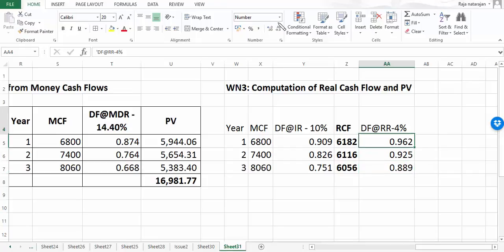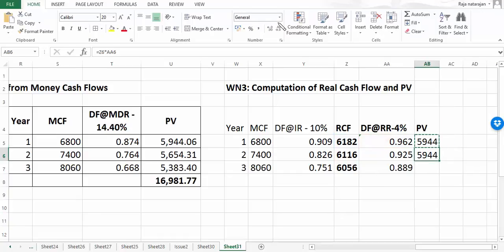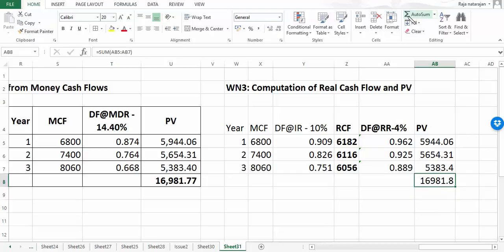Okay. Now, if I multiply this real cash flow with the discount factor at the real rate of return, what I'll get is PV, present value. So my present value is nothing but the real cash flow multiplied by discount factor at 4%, and I get 5944 for year 1. Year 2 5654, year 3 5383, and if I total them, let's see what we get. I get 16,982, and here let me just round off this. Here also I get 16,982.